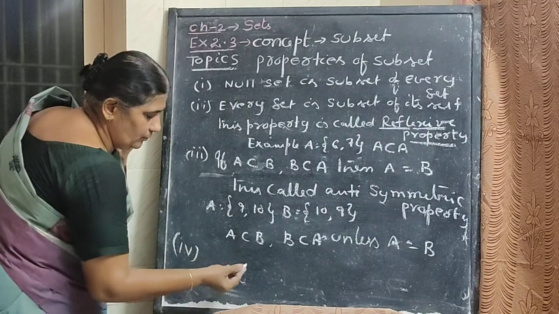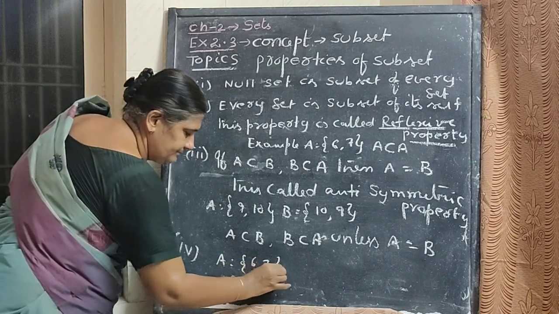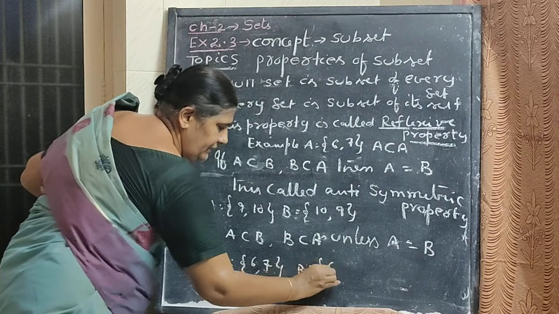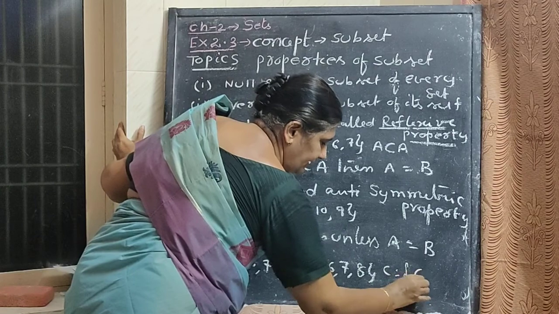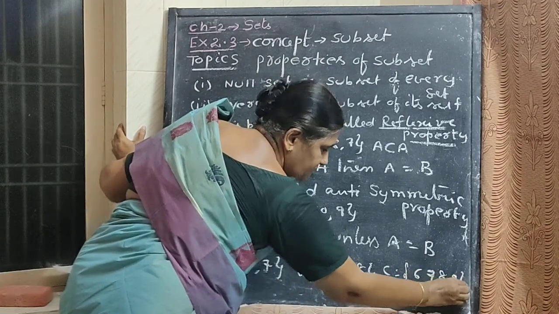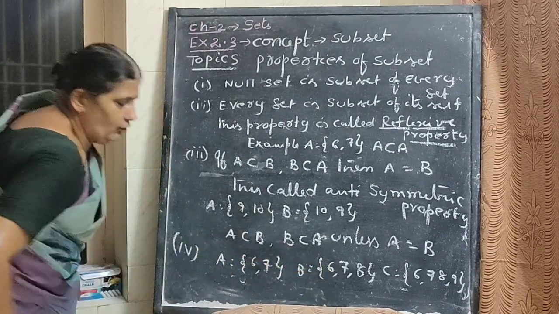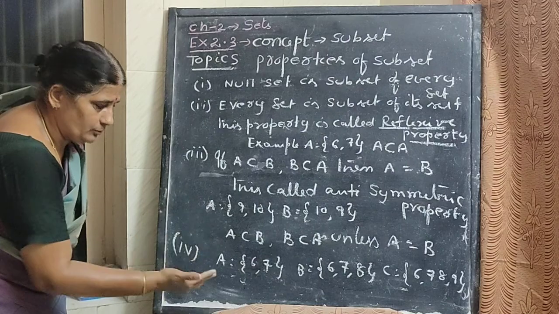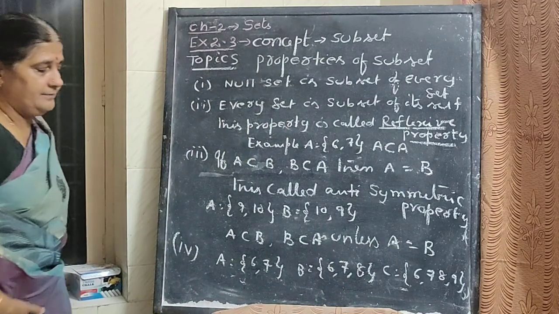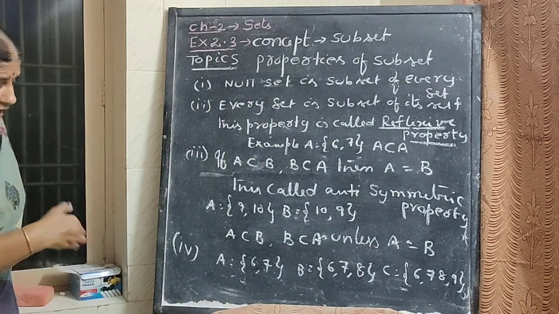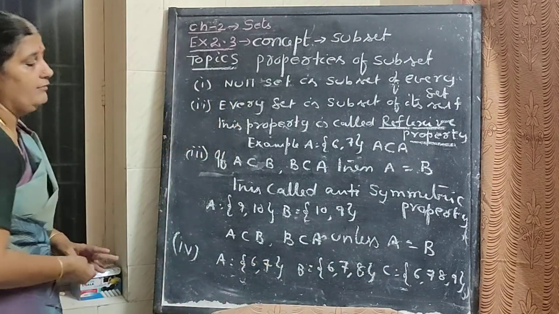What is the fourth property? With an example we can tell. Don't write, listen. A is {6, 7}. B is {6, 7, 8}. C is {6, 7, 8, 9}. Now by observation, listen. All the elements of A are the elements of B or not? What must you conclude? A is a subset of B. All the elements of B are the elements of C or not? Check, 6, 7, 8 is there. So A is a subset of B, B is a subset of C. Then what must you conclude? A is a subset of C.